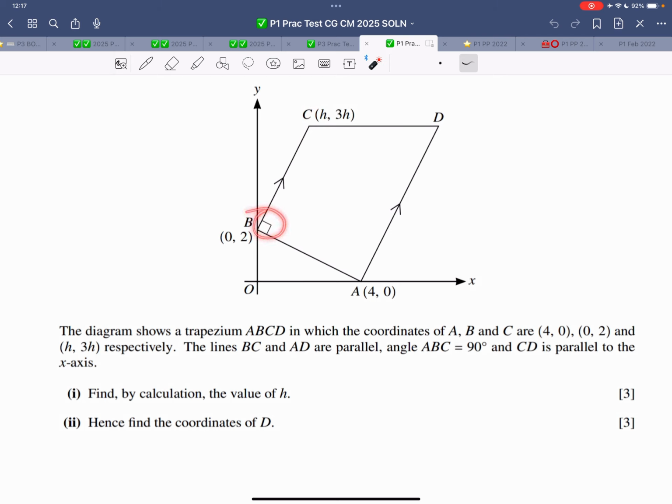This angle is 90 degrees. CD is parallel to the x-axis. Find by calculation the value of h. Hence find the coordinates of D. Now the concept over here is, since we have these 2 points, we can find the gradient of this line. Do the negative reciprocal thing and we will find the gradient of this as well as the gradient of this, and then we will proceed.